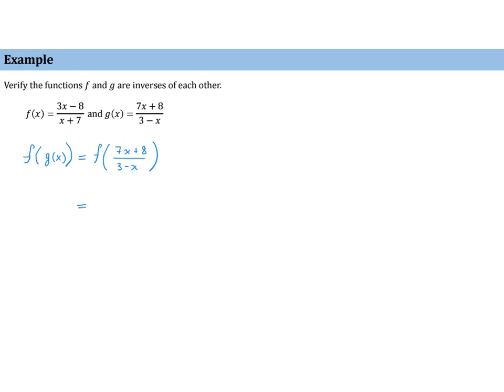So this means f is going to get applied to that input. So f says take 3 times the input, subtract 8, and then take the input and add 7. Where am I getting this from? 3 times the input minus 8, input plus 7. But now my input is this fraction, 7x plus 8 over 3 minus x. And then likewise in the denominator, 7x plus 8 over 3 minus x.